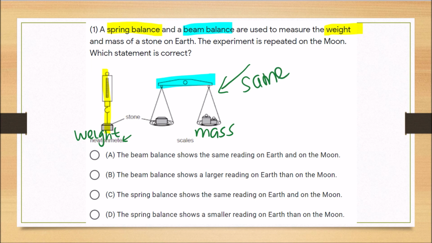But when you go to the moon, it has a smaller gravitational field strength, so the weight will be smaller. So the reading that you see on the spring balance will therefore be smaller. In this case, the only correct answer is this. The beam balance shows the same reading on Earth and on the moon because the mass is the same. The rest of the options are wrong. For example, it says the spring balance shows a smaller reading on Earth. Not true. The spring balance should show a bigger reading on Earth because on Earth you will have a larger weight.